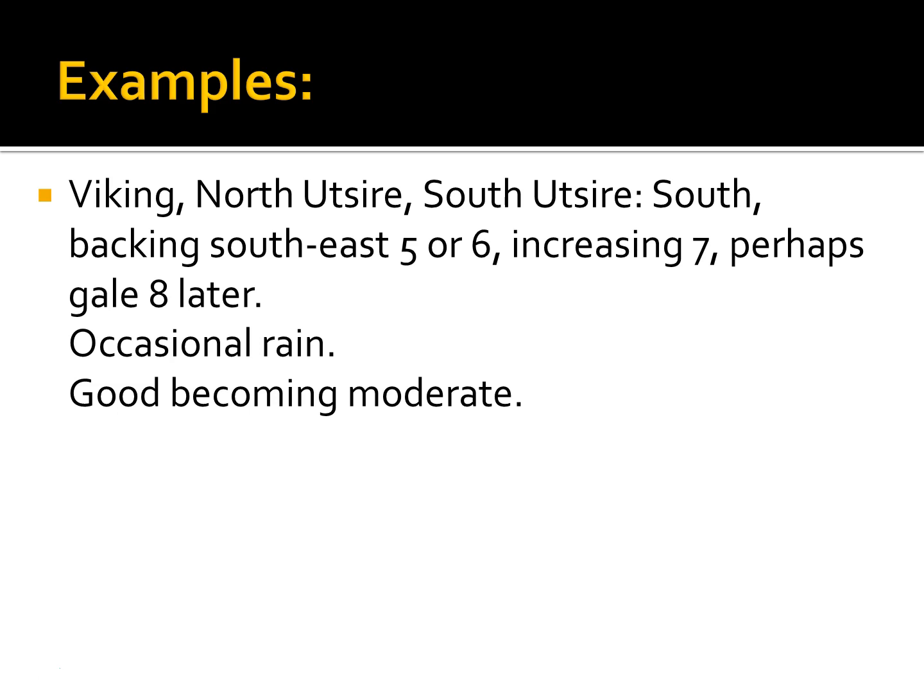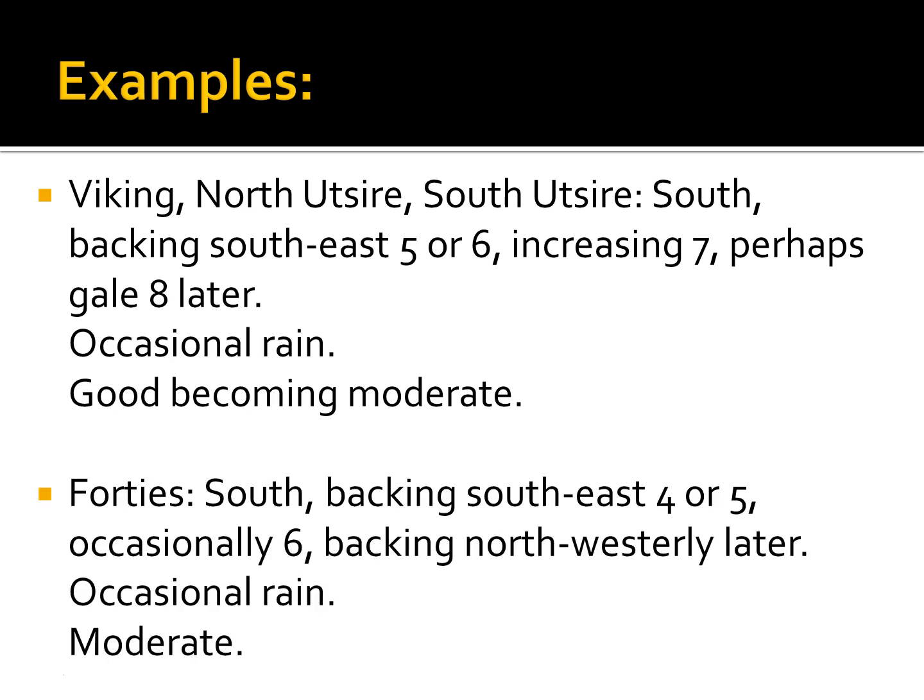Then follows a general description of the weather. Occasional rain. Last, a description of the visibility. Good, becoming moderate. In the second example, Forties, south backing southeast 4 or 5, occasionally 6, backing northwesterly later. Occasional rain, moderate.